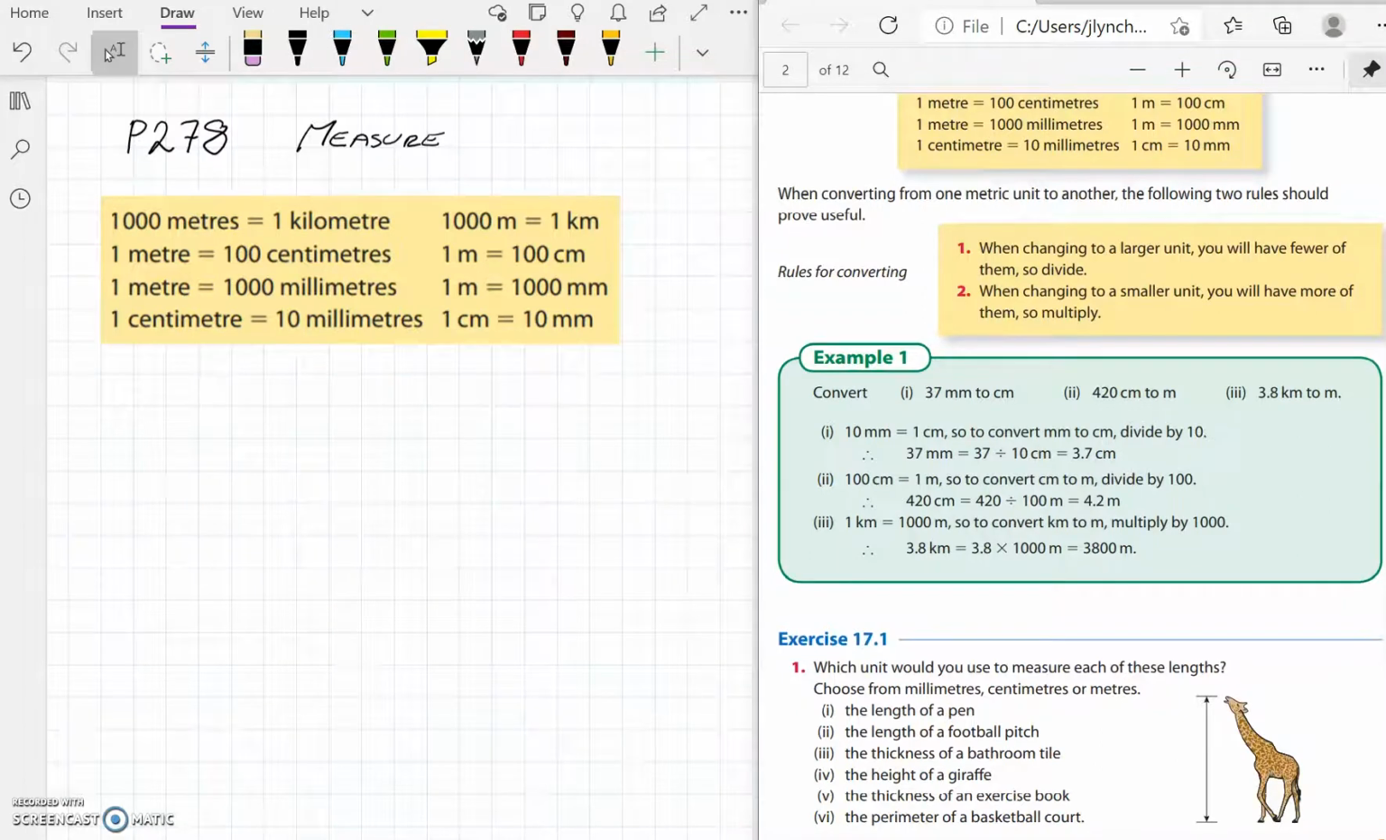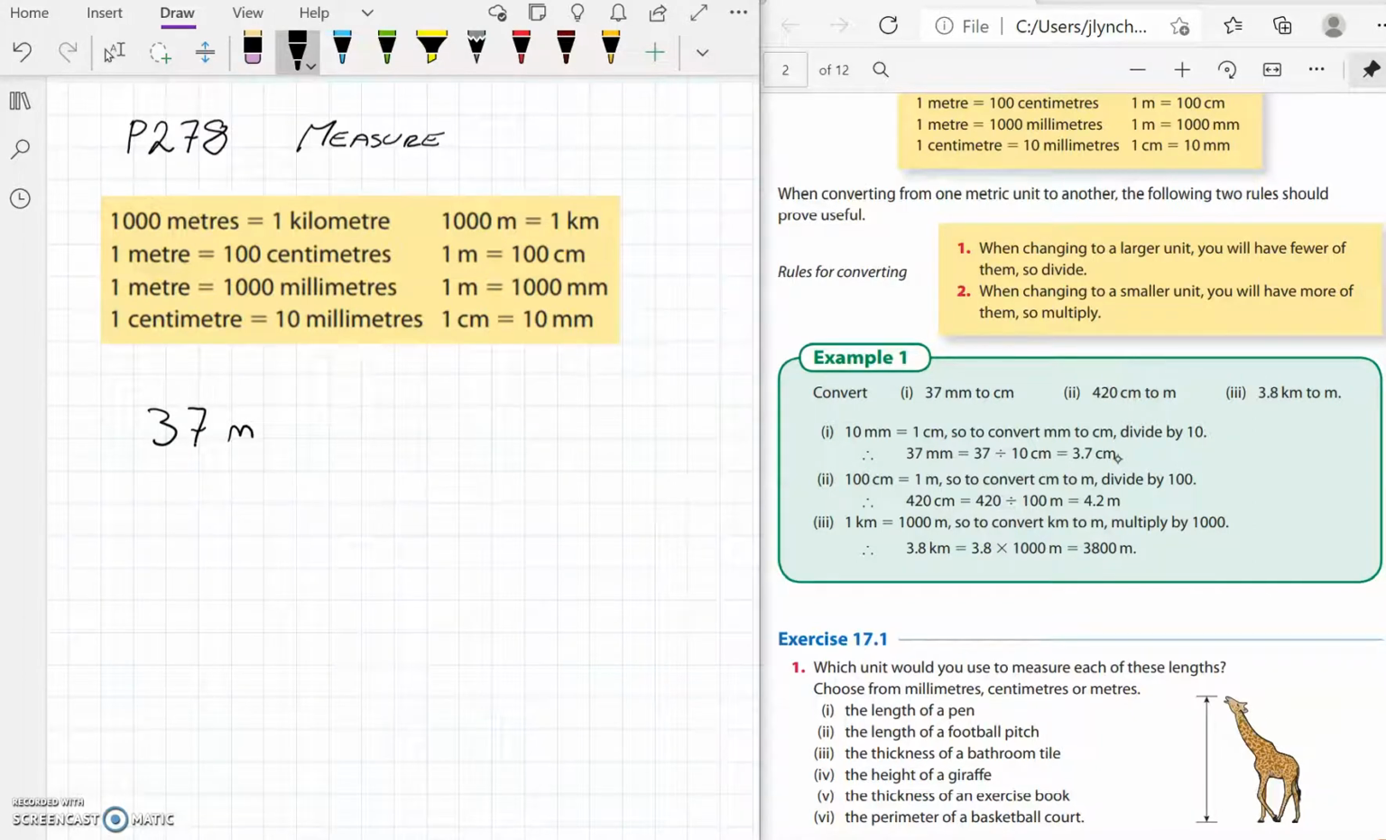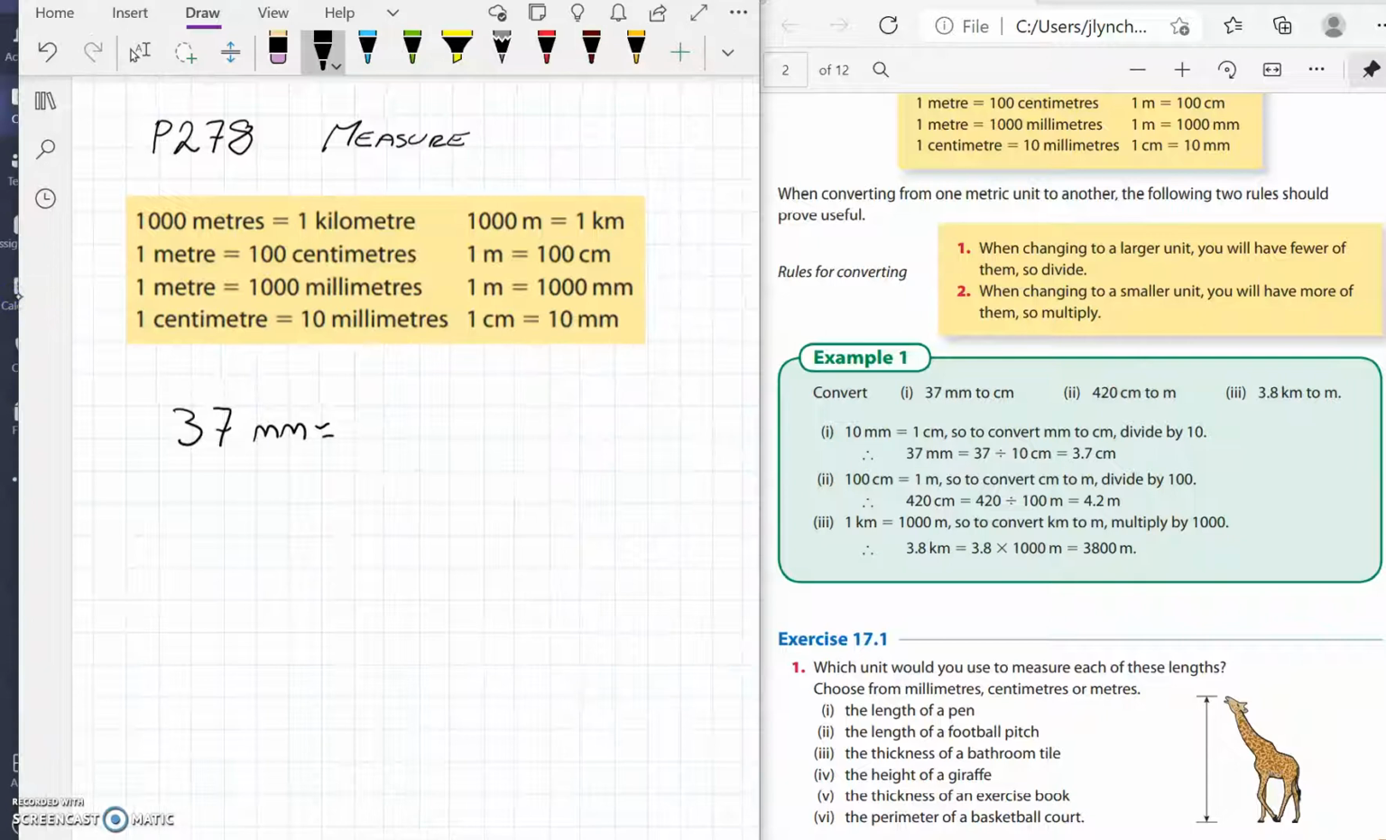So it gives us an example of converting 37 millimeters to centimeters. So 10 millimeters equals 1 centimeter. So to convert millimeters to centimeters, divide by 10. So if you have 37 millimeters, as it says here, 37 millimeters equals 37 divided by 10 centimeters, which equals 3.7 centimeters. Now, when I work like that, do I do that in my head? No, I just know 37 mil is 3.7 centimeters. So you'll eventually get quick at working these out.